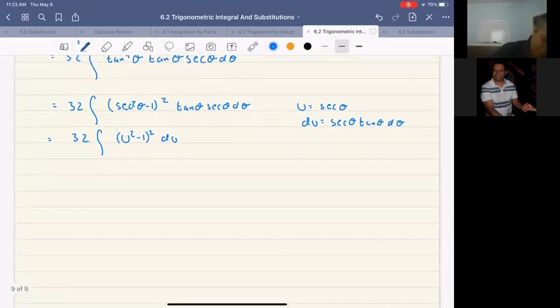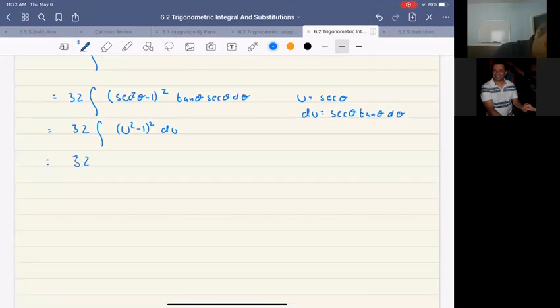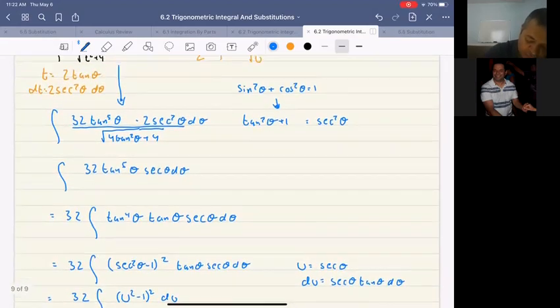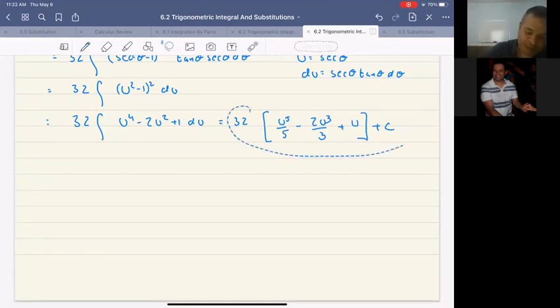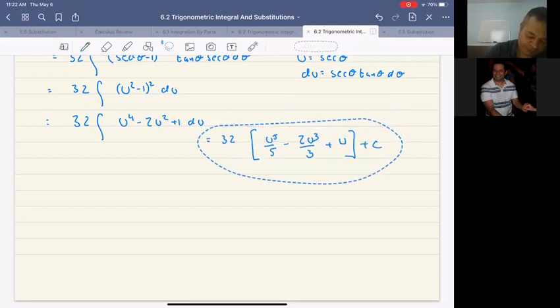Okay. 32 integral u to the fourth minus 2u squared plus 1 du. It's 32, sorry about that, u to the fifth over 5 minus 2u to the third over 3 plus u. There is a point to all of this, by the way, okay? Otherwise, I'd leave it for you guys to do, but there is a point why I'm doing all this, because I want to show something.